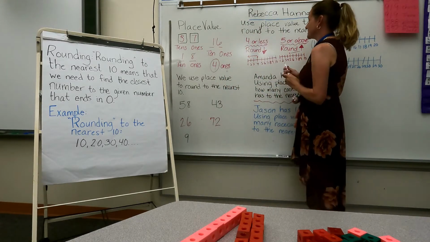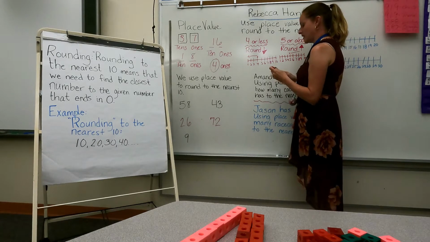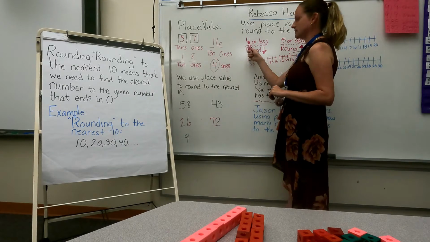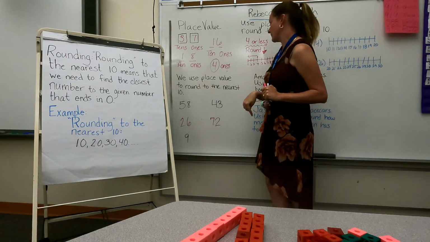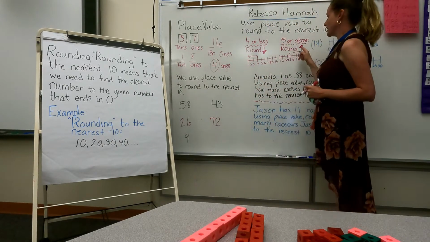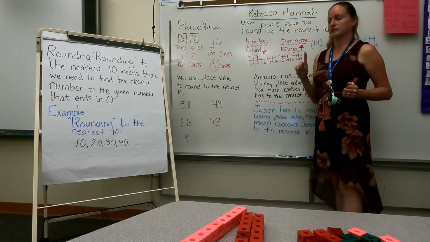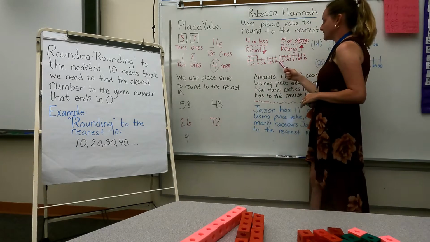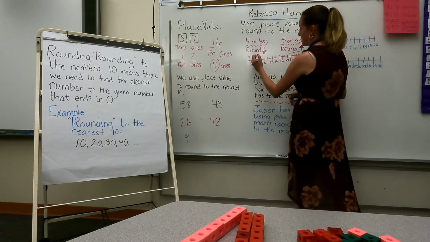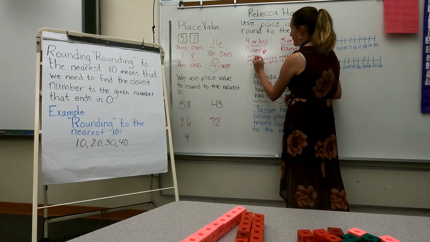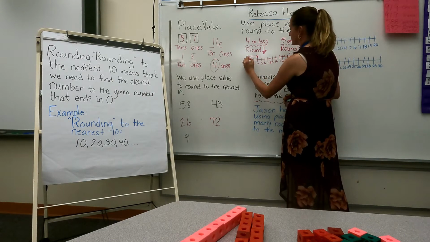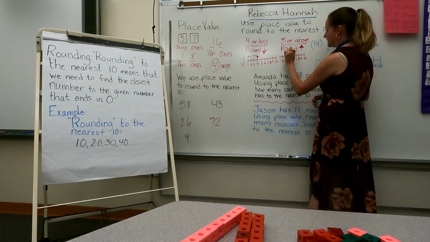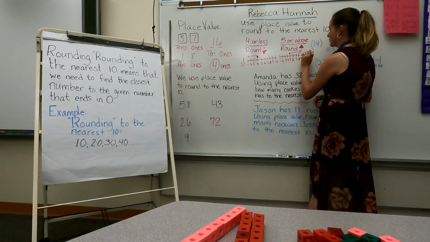Now, to use place value to round to the nearest 10, we need to know that if the number in the ones place is 4 or less, we're going to round down. If the number in the ones place is 5 or above, we're going to round up. And this is also demonstrated on these number lines. So if the number in my ones place is 4 or less, we're going to round down. If the number is 5 or above, we're going to round up.